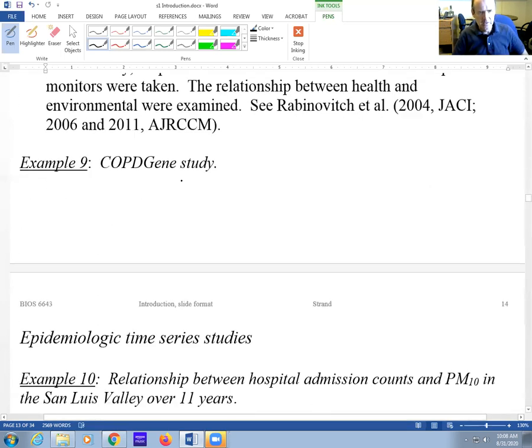COPDGene is a big study that I work on that's looking at people that have chronic obstructive pulmonary disease. We're trying to understand what the risk factors are for subjects that have COPD, and then eventually we're going to study the genetic makeup, to better understand who's more at risk of progressing more quickly, and how we can target certain individuals in therapy.